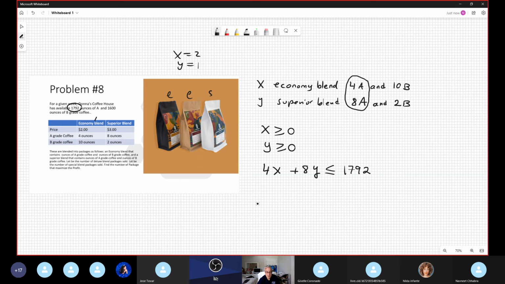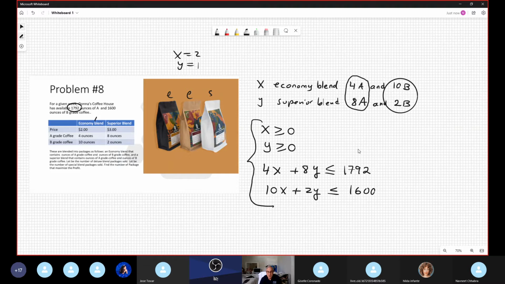Okay. Now, this equation represents coffee A, grade A. And we have another equation for the coffee B. It's this: coffee B is 10x plus 2y less than or equal to 1,600. Wow, and these are my constraints.